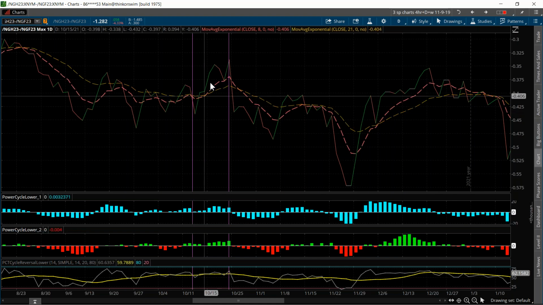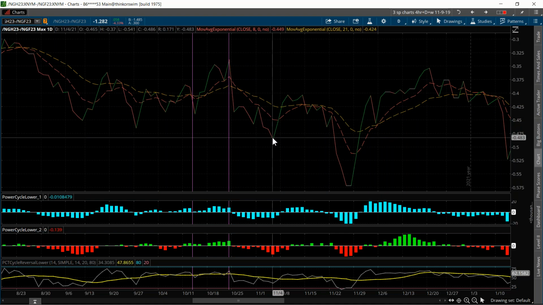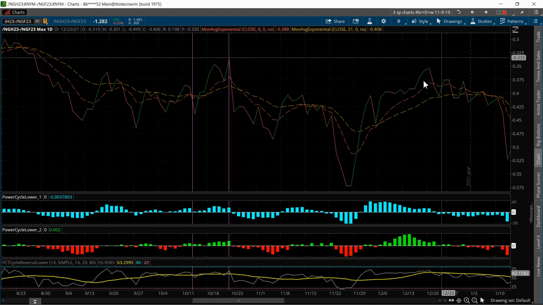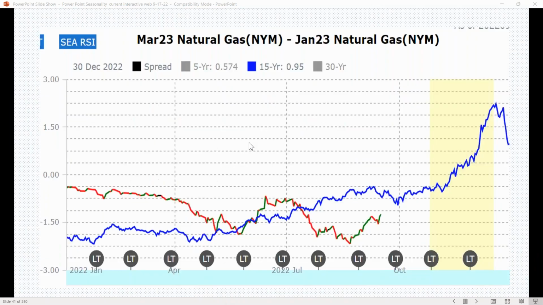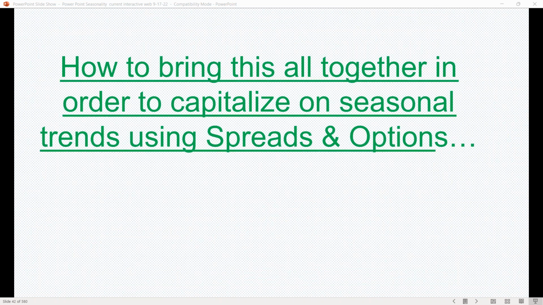So get in here, get out here. Let's say you come down here, you get back in, and out. Man, massive one there. That's a big one right there. So a lot of different opportunities on that. So let's talk about how to bring this all together in order to capitalize on these seasonal trends using spreads and also options. I didn't talk as much about the options, but another great way to trade them is to incorporate the option side of things.